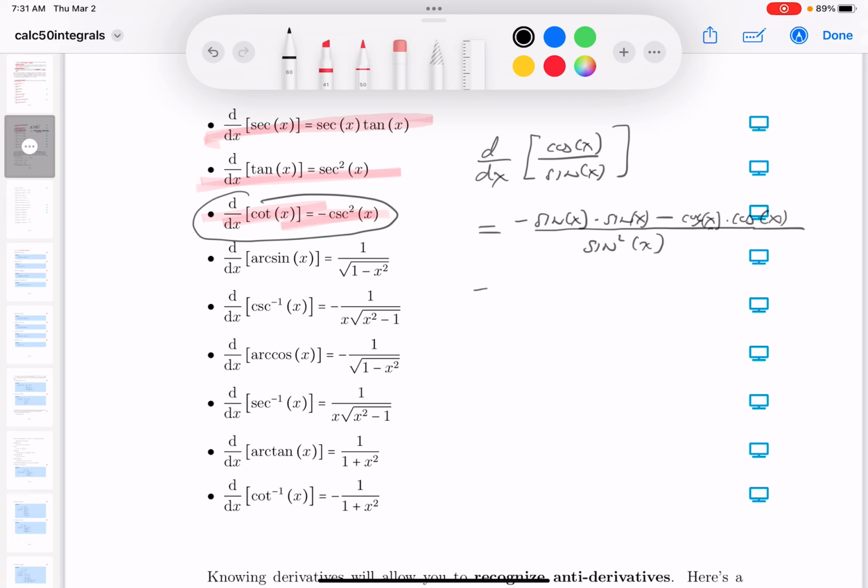I do see something now. What do I see? I pull out a minus 1. I see sine squared x plus cosine squared x. I pulled out a minus 1 over sine squared. What does this give me? Minus 1 over sine squared. What does that give you? Minus cosecant squared x. Am I getting that? I'm certainly getting that. Thank you.